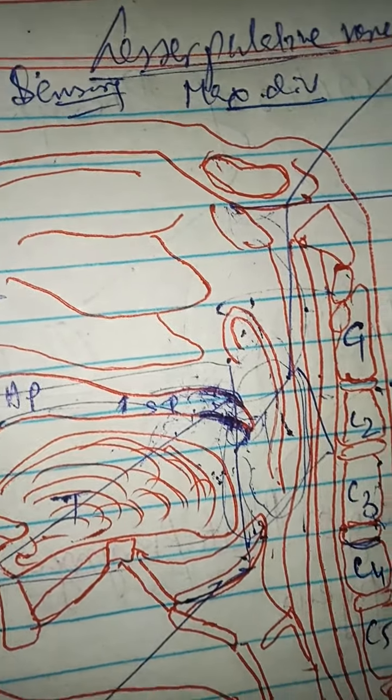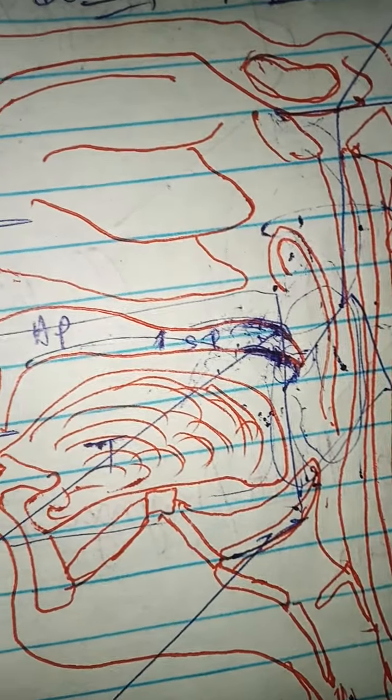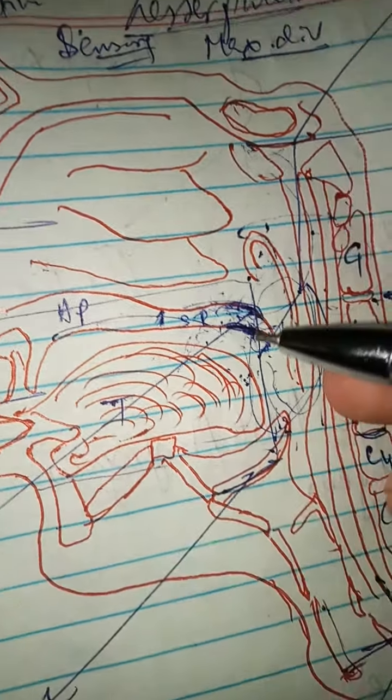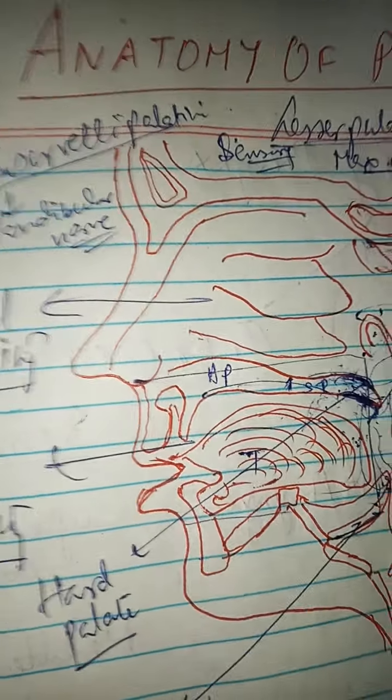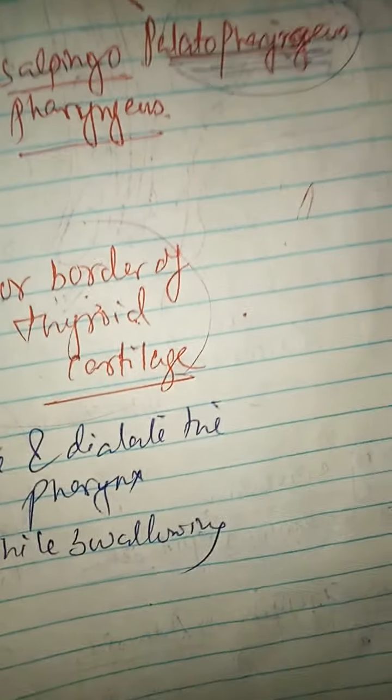Now, what is the Passavant ridge? The Passavant ridge is formed by some upper fibers of the palatopharyngeus that pass circularly deep to the mucous membrane of the pharynx, traveling to the superior constrictor.